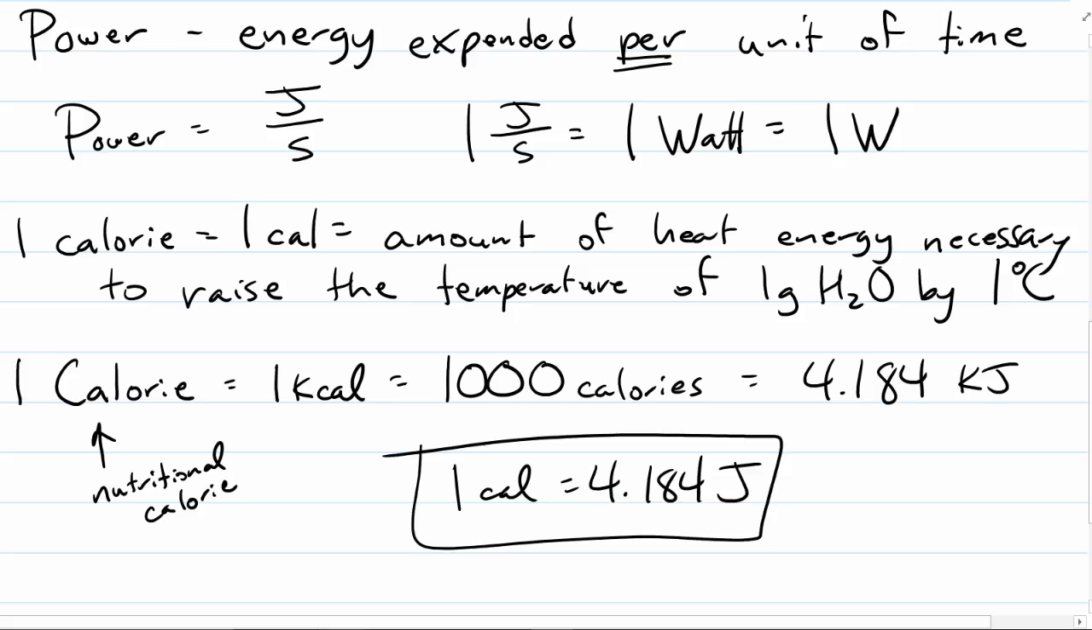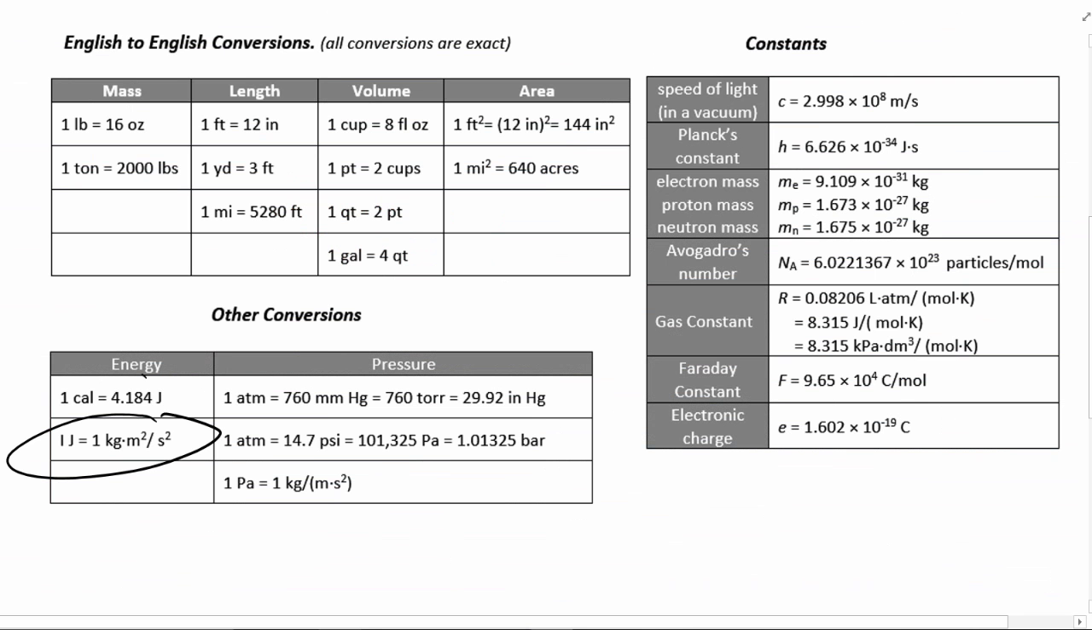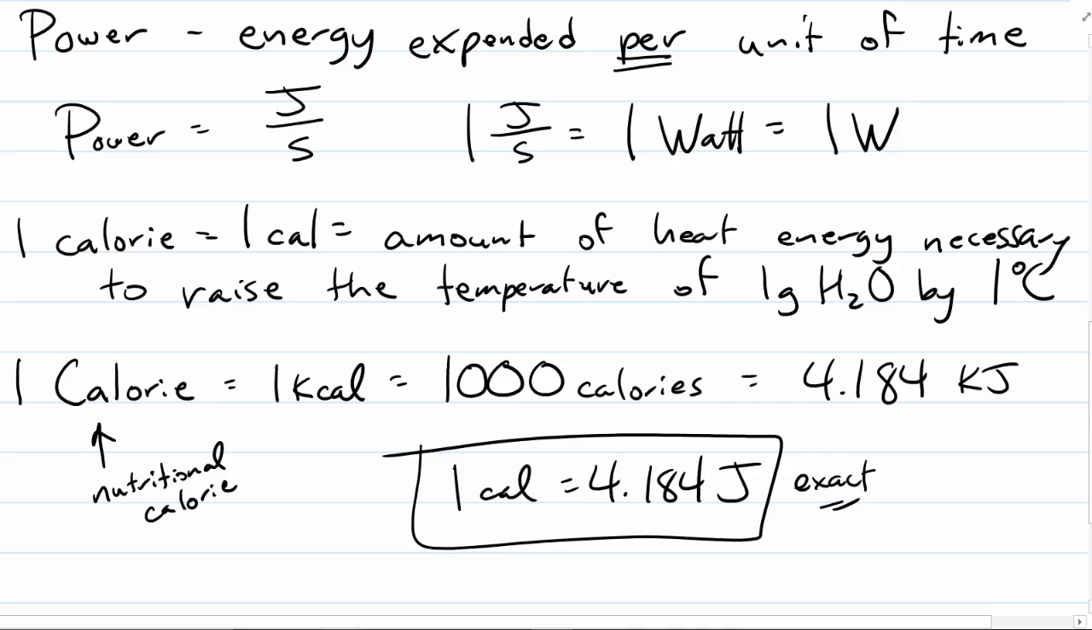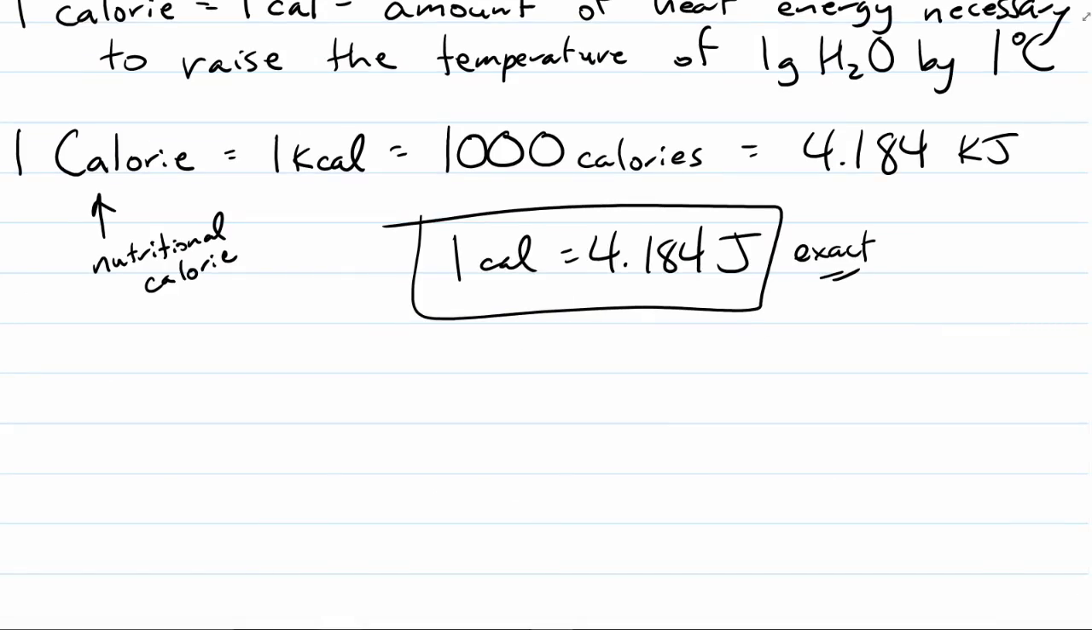This is an exact relationship and one that you are going to find on your list of conversions on your conversion table. So you don't need to memorize it, but this is an exact conversion that allows interchangeability between joules and calories. So any questions with this intro piece here? Okay, next up, we're going to look a little further at the distinction between kinetic energy and potential energy.